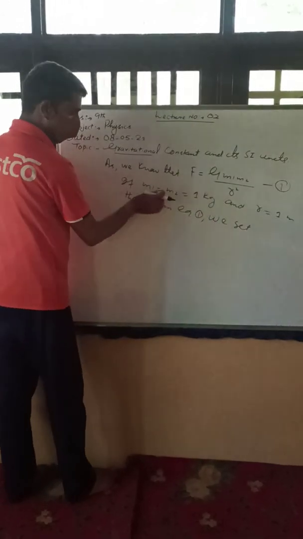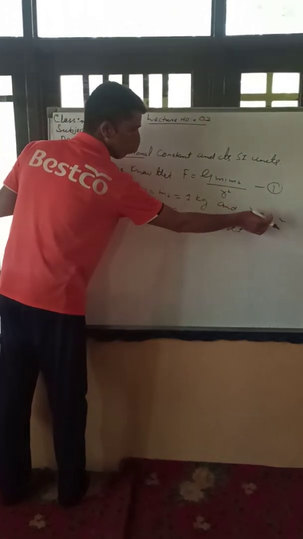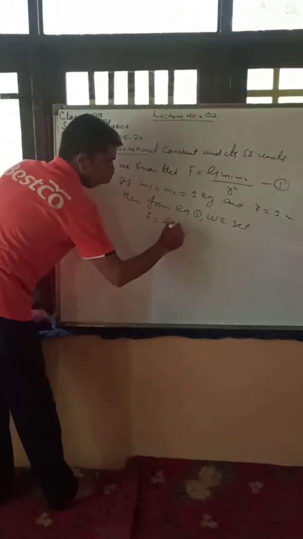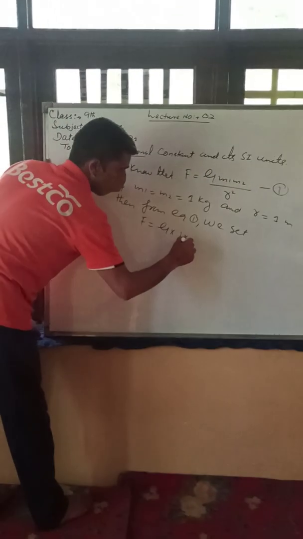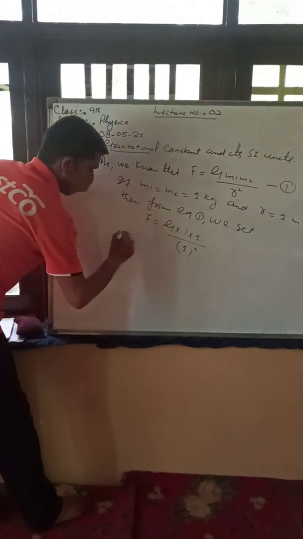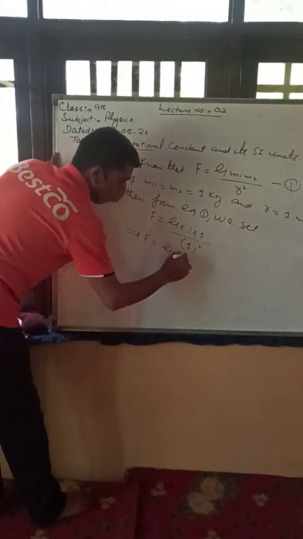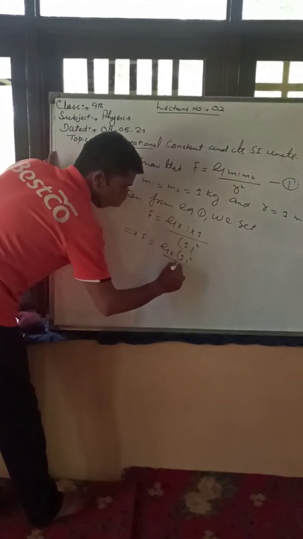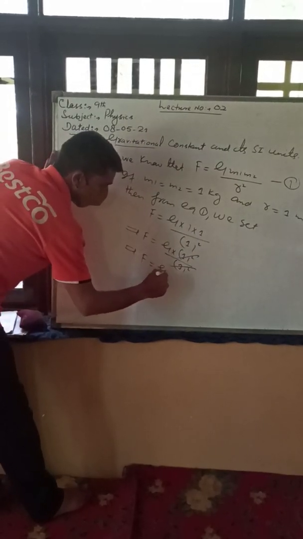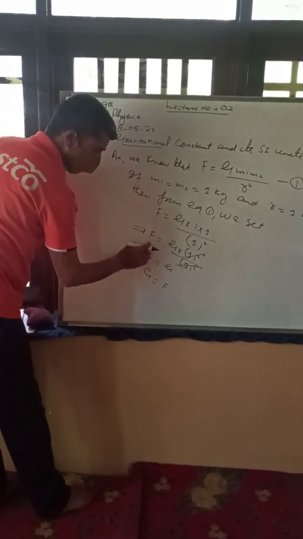It means that we have to use the value of M1 and M2 equal to 1 in equation first, and R equal to 1. Therefore F is equal to G times 1 into 1 divided by 1 whole square. Implies F is equal to G into 1 square divided by 1 square. This and this cancel. Implies F is equal to G, which means G is equal to F.